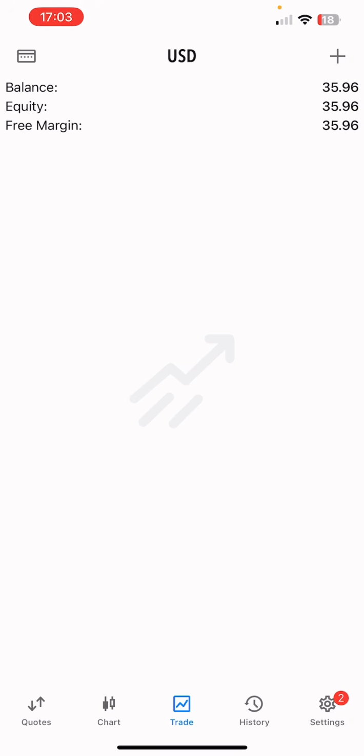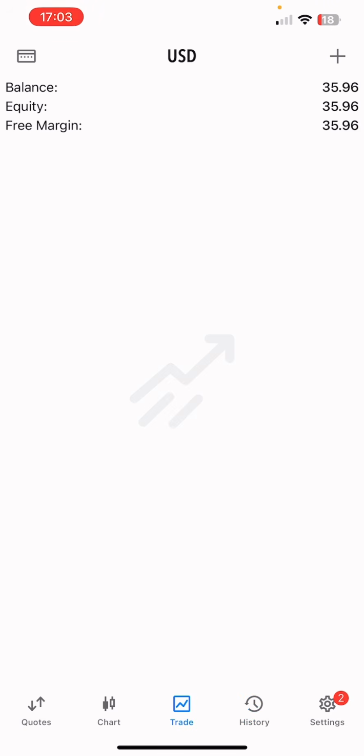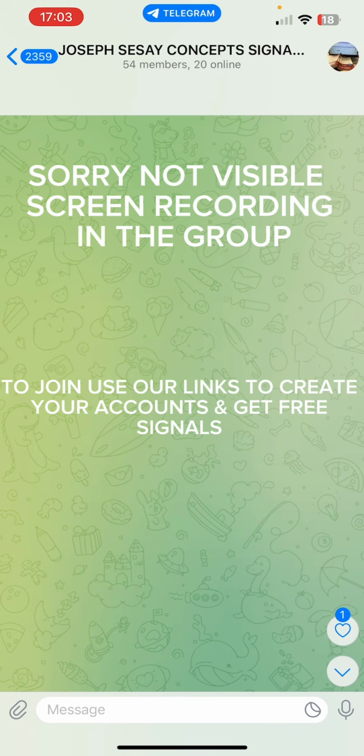So our account is now $35. Okay, our account is now $35.96, almost $36. So for $13 we are going to take this up to $100. So this is the signal that I sent in my Telegram community, in one of my signal groups.